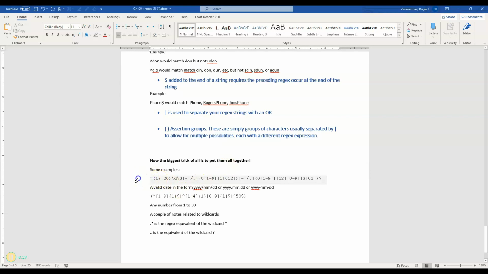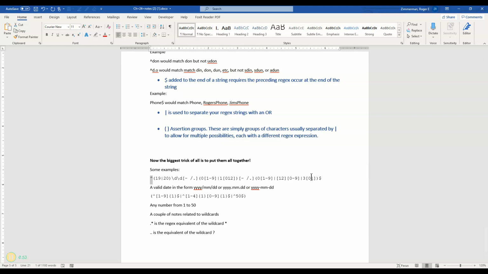This line is given, I just found this on the internet as a sample for how to specify a valid date. And that valid date can be in the form of year, / month, / day, or with periods in between it, or with dashes in between it. So let's take a look at this and see if we can parse this.